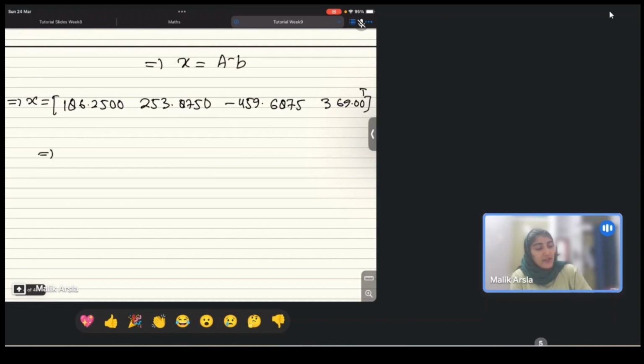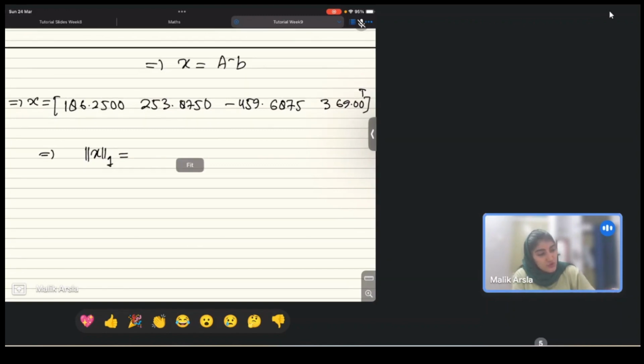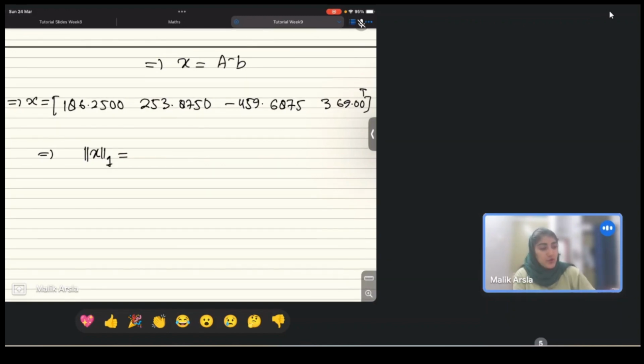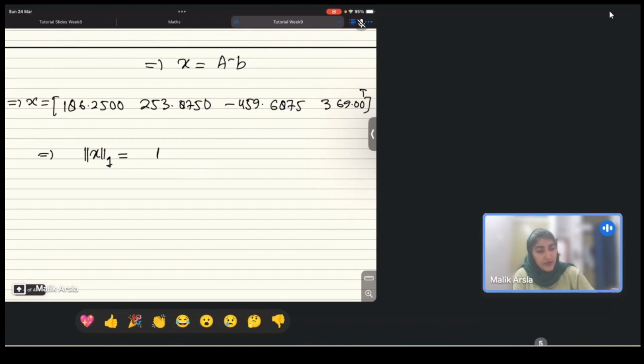Now here again we will follow the same procedure. We will calculate the one norm of x, and that would be what? Summing all the entries of the column, so the absolute values of the column. That is coming out to be 1.268 into 10 to the power 3.